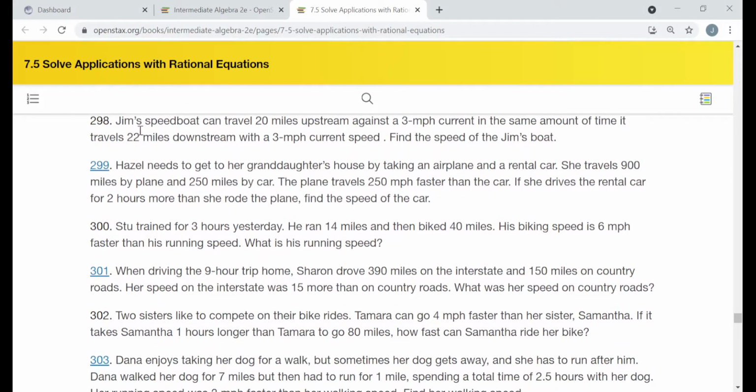So it says Jim's speedboat can travel 20 miles upstream, which means against the current, against a 3 mile per hour current, in the same amount of time. So we'll have time upstream equals time downstream. In the same amount of time, it travels 22 miles downstream with a 3 mile per hour current speed. Find the speed of the boat, just like the speed of the airplane in the last problem. What's the speed of the boat without the current?